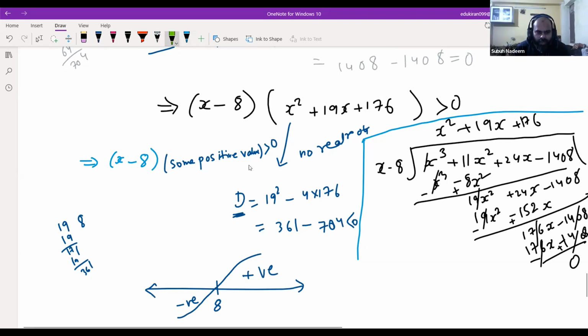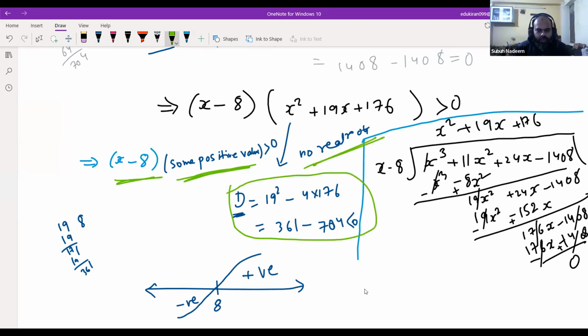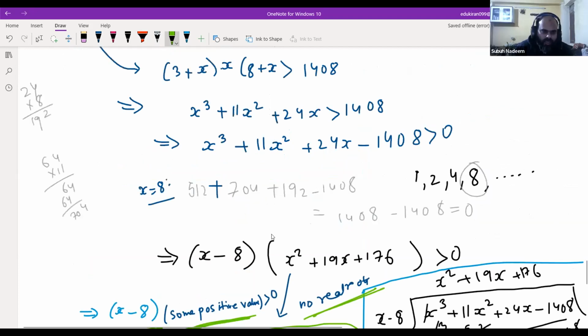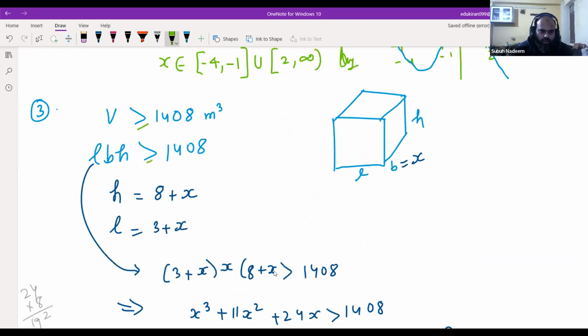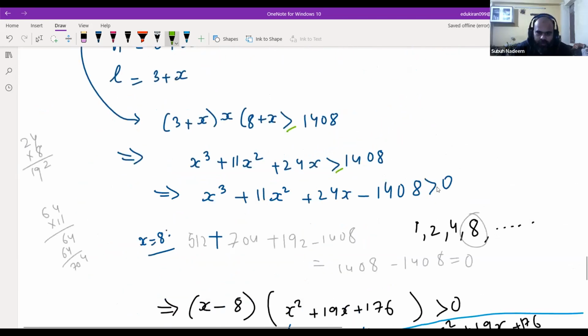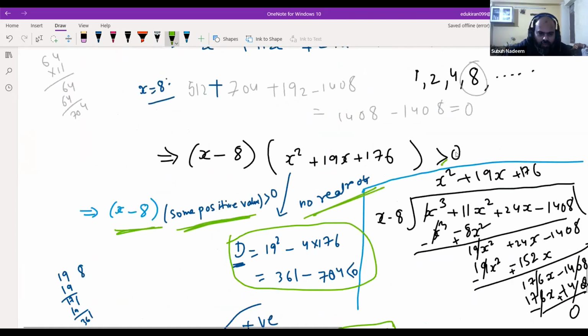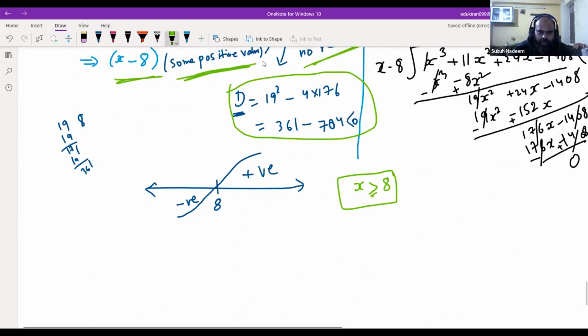x is equal to 8, because this is always positive and its discriminant is negative and it has no real root. So it is always positive. So you get that if you need x minus 8 as positive, you take x greater than 8. This is the condition. Or it was greater than equal to, let me put equal to also, volume can be equal also. Got it, it is greater than equal to. So x can be greater than equal to 8.